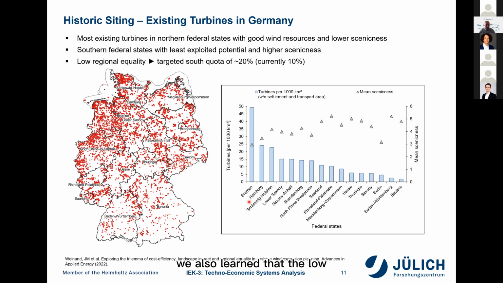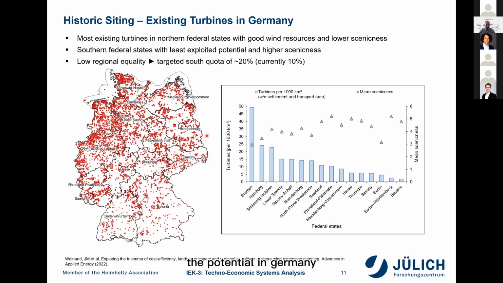We also learned that the regional equality in Germany is very low so far, with about 25%, and therefore a policy target was introduced in Germany, the South quota, which demands a share of turbines in the south. So the line is somewhere here, and then turbines below here should have a share of about 20% in the future, but currently it's only about 10%.